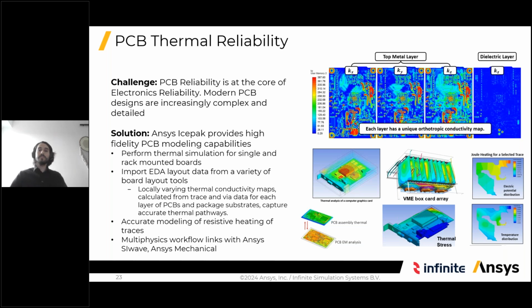Of course, also there is a very smooth coupling between the thermal and electrical analysis, and I will be discussing this a little bit later.